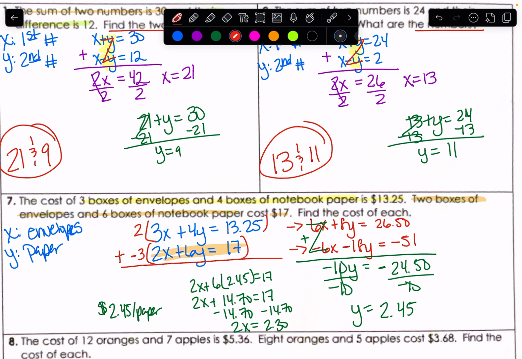I'm going to continue right up here. All right, I need to divide both sides by 2. Divide by 2, divide by 2. So I get that x is $1.15. All right, so $1.15 for envelopes.